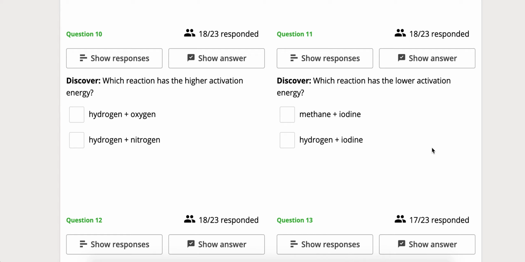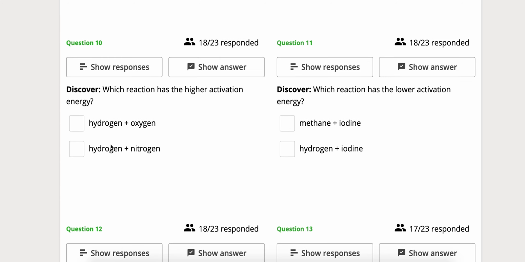Moving on to question 10. Which reaction has the higher activation energy? Is it between hydrogen and oxygen, or between hydrogen and nitrogen? What we're looking for here is that the correct answer would be hydrogen and nitrogen. So the reason for this is because you have to put in more energy for this reaction to actually take place. 7 in comparison to 4 for hydrogen and oxygen.